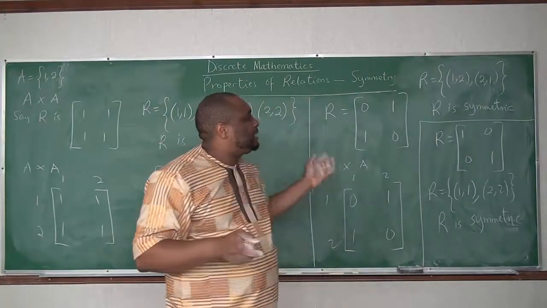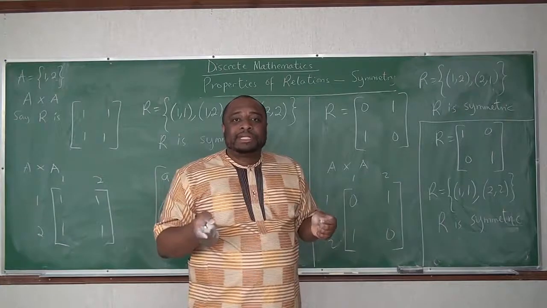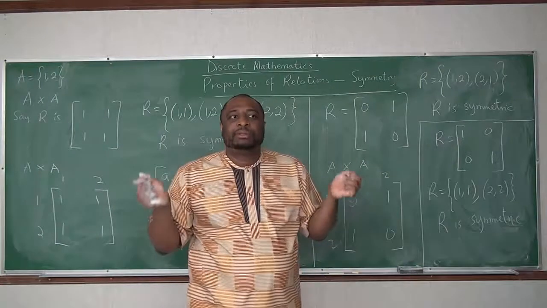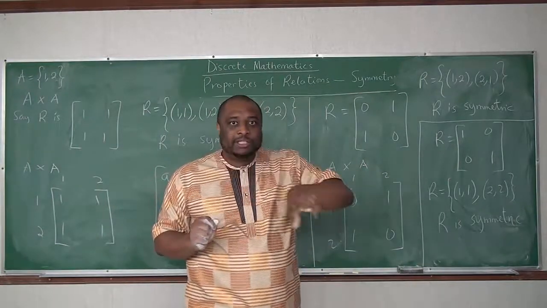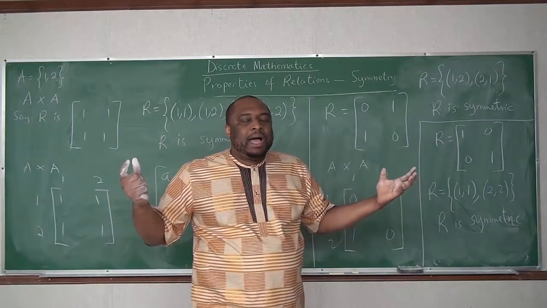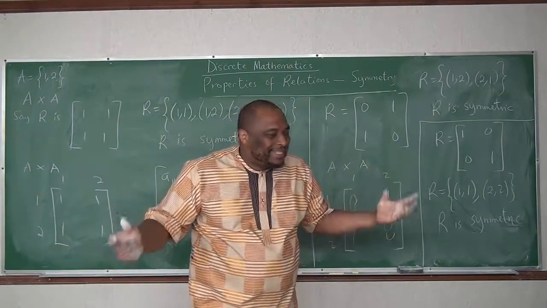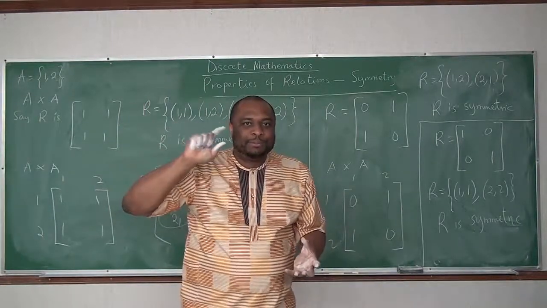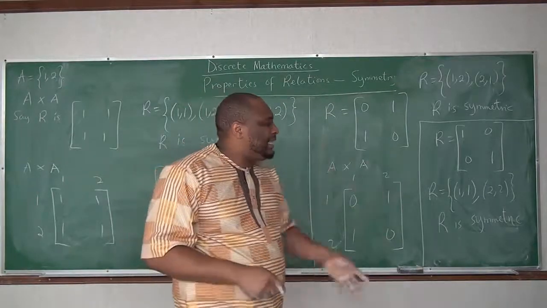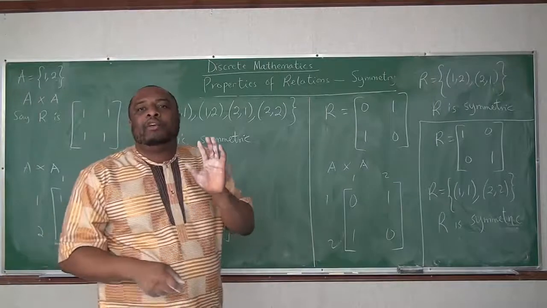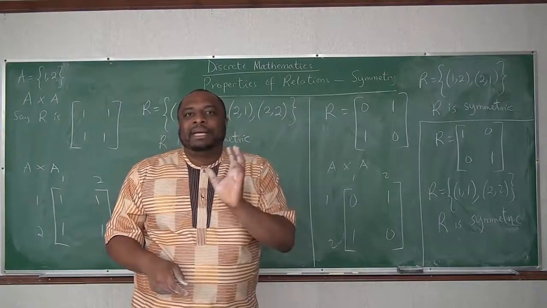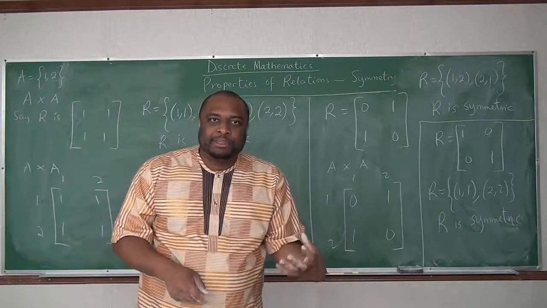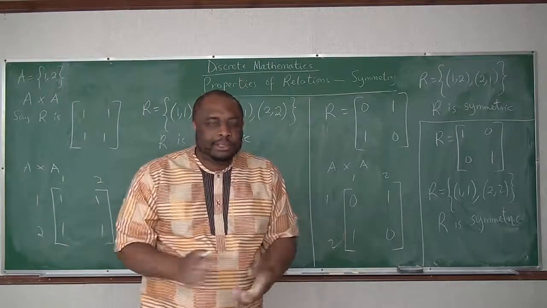When you have the matrix, you look at it and transpose it. If it's the same as the transpose, then the relation is symmetric. Just know that. I hope you know transpose of matrices. If not, view the videos I did on matrices, where you see the transpose of a matrix. So you can take down: a relation represented as a 0, 1 matrix is symmetric if the matrix is the same as its transpose.